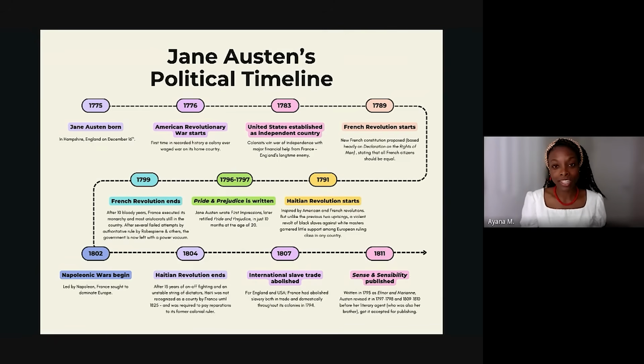And this was really scary for the English, much more so than the American one, because the French Revolution was really more of an uprising of the working and peasant classes.